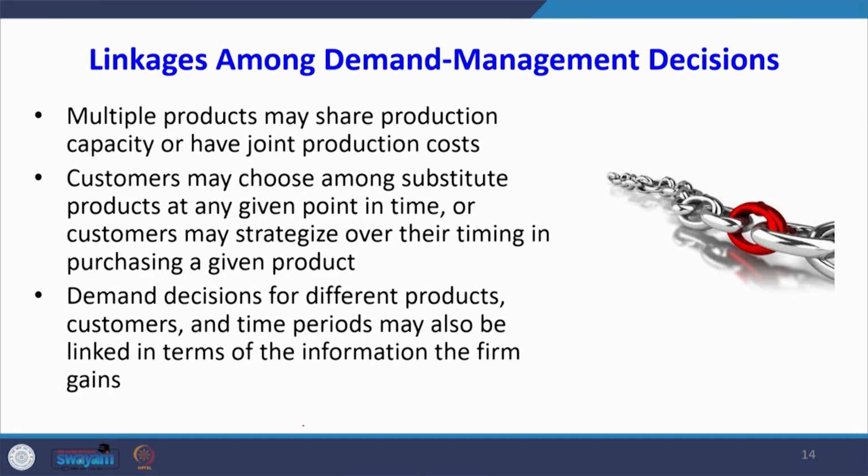But these demand management decisions have a strong linkage with operations and other business domains. Multiple products may share production capacity or have joint production cost. Customers may choose among substitute products at any given point in time, or may strategize over their timing in purchasing a given product. So, demand decisions for different products, customers and time periods may also be linked in terms of information the firm gains.